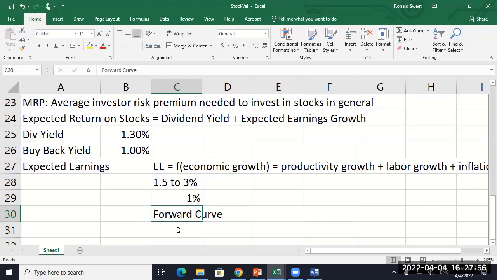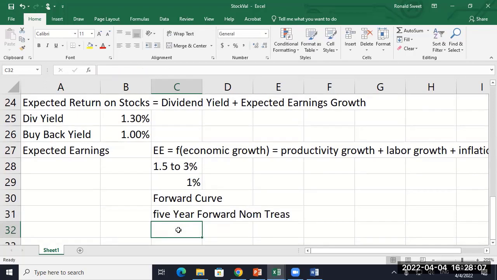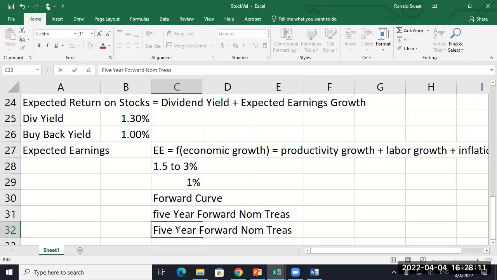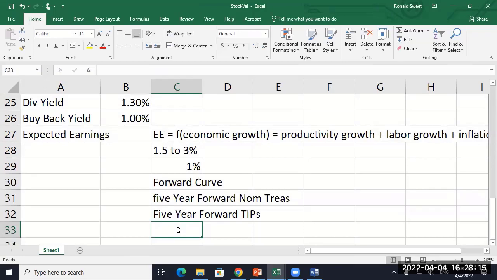It's pretty easy. You do the 5-year forward nominal treasury. You do the 5-year forward TIPS. And the 5-year forward nominal minus the 5-year forward TIPS tells you what the bond market thinks inflation is going to be in 5 years, getting past all this noise.